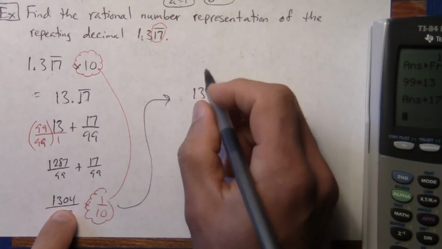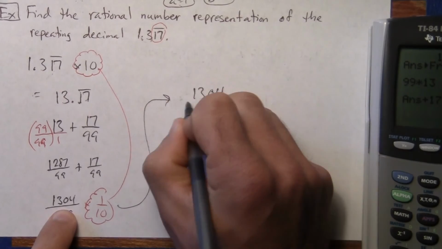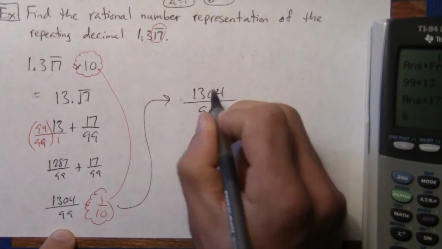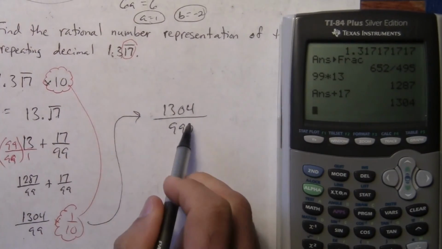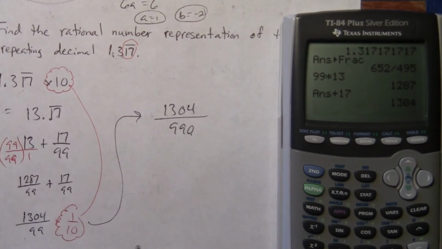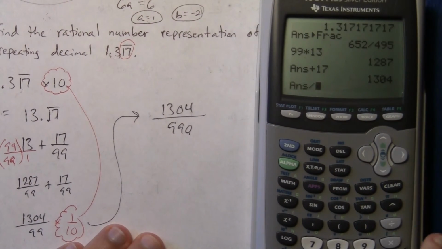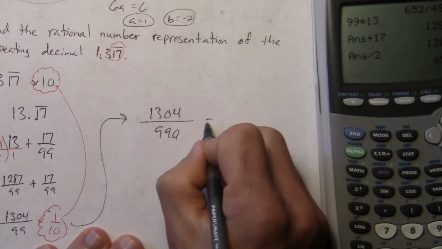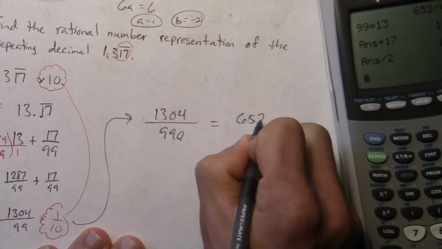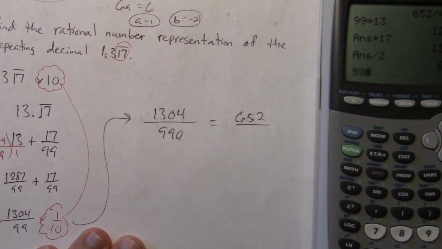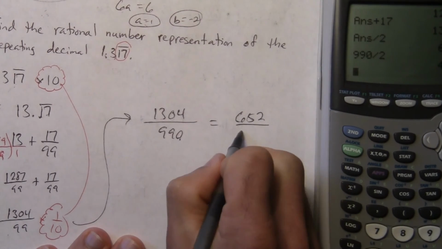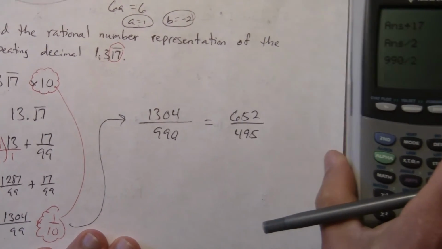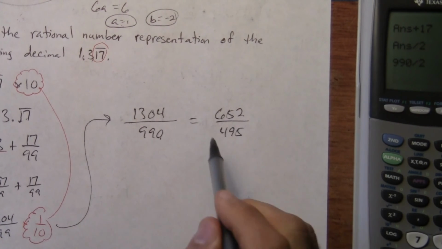So if I multiply by 1/10, I would still have 1,304 in the numerator. I would just have 990 in the denominator. And now that's not simplified because I can see they're both even. So if I divide both of these by 2, I end up with 652 divided by, if I take 990 divided by 2, it looks like it's 495. Now if you had to do this on the test, the numbers would be a little bit more manageable.